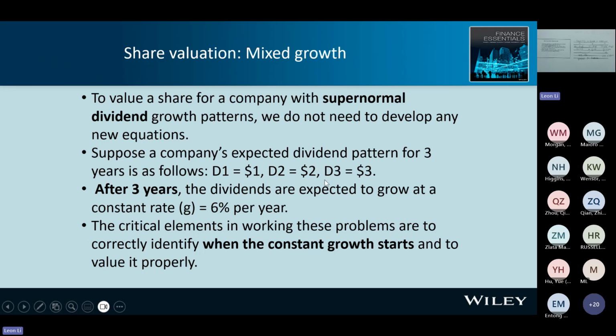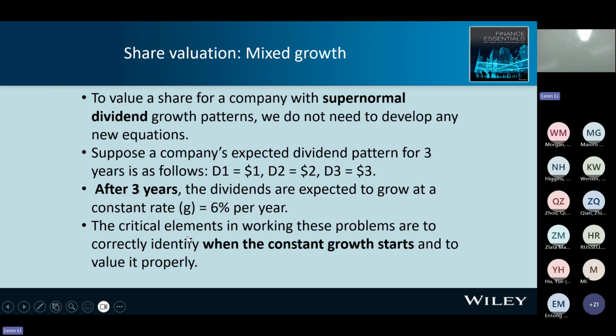From $1 to $2, the growth rate is 100%. So the dividend growth rate is very high. You cannot use the DGM model. But after 3 years, the dividends are expected to grow at a constant rate. G is 6% per year. So after year 3, G will be a constant, 6%, a stable growth rate.